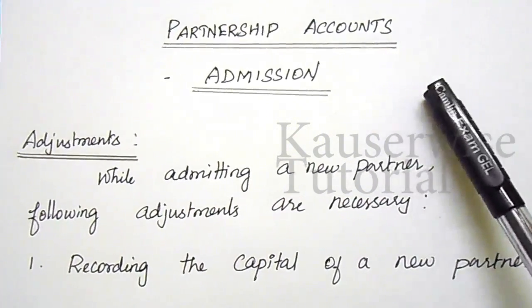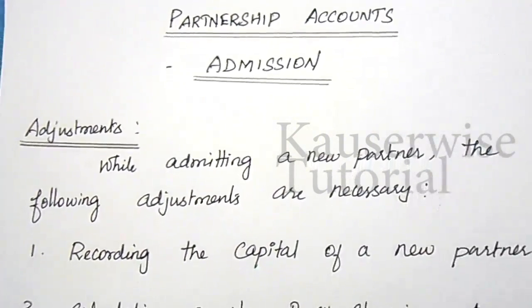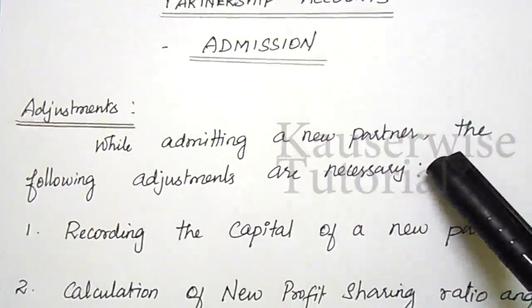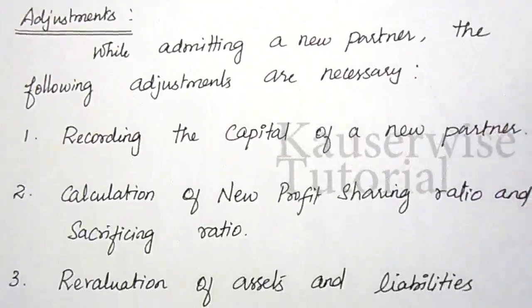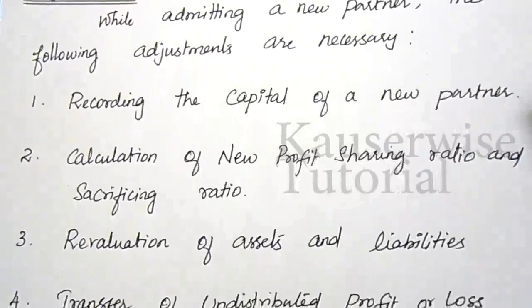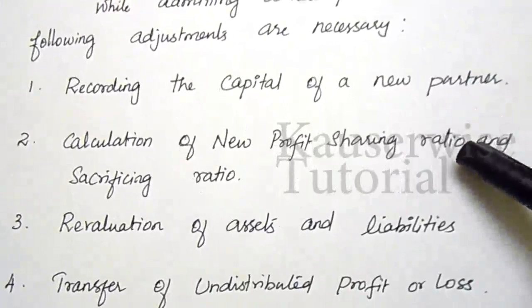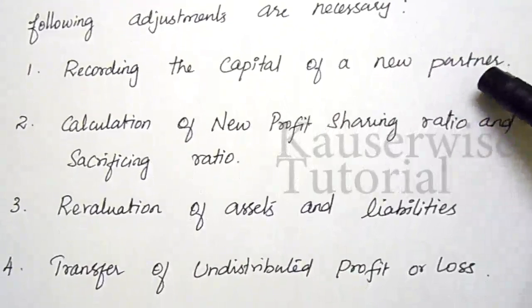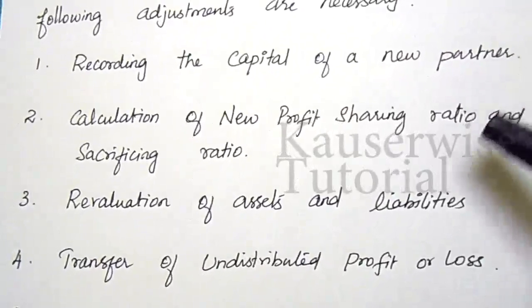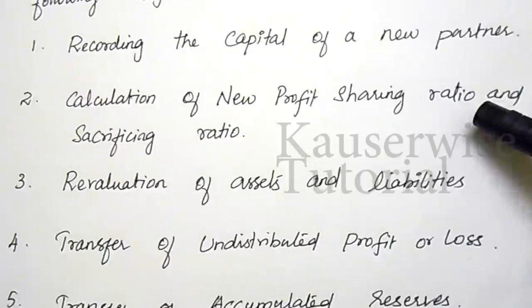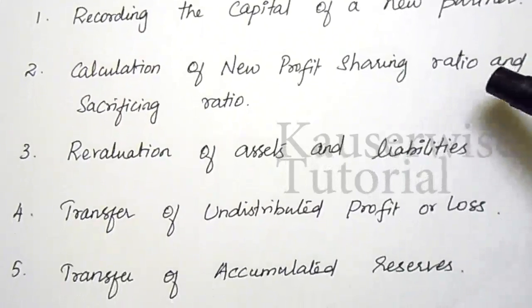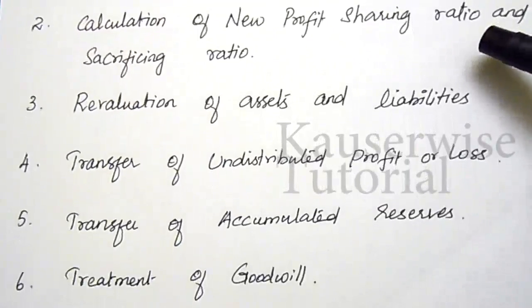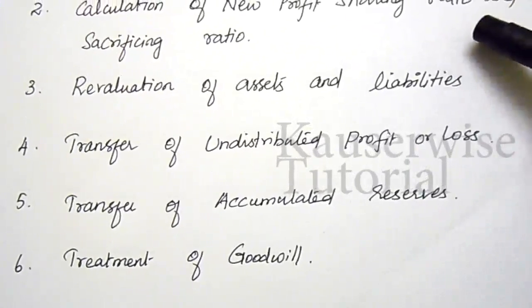Admission of a partner. These are the important adjustments. While admitting a new partner, the following adjustments are necessary. In the previous video, we have already discussed the first two adjustments. The first one is recording the capital of a new partner, and the second one, calculation of new profit sharing ratio and sacrificing ratio. In this video, we are going to see the remaining adjustments along with the problem.